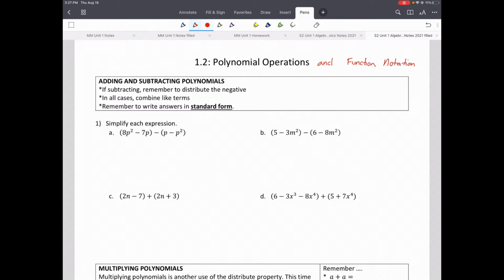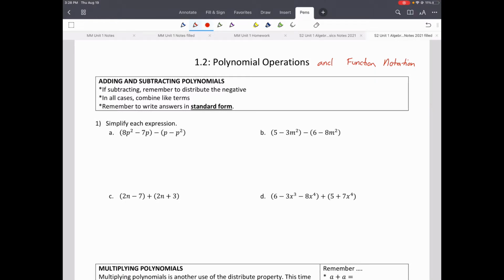Hey everybody, this is 1.2 polynomial operations, and we're also going to do function notation. I forgot to update that, but that is what we're going to be talking about today. Last time we talked about polynomials, and now we're going to do stuff with them. We're going to add them together or subtract them and multiply them.